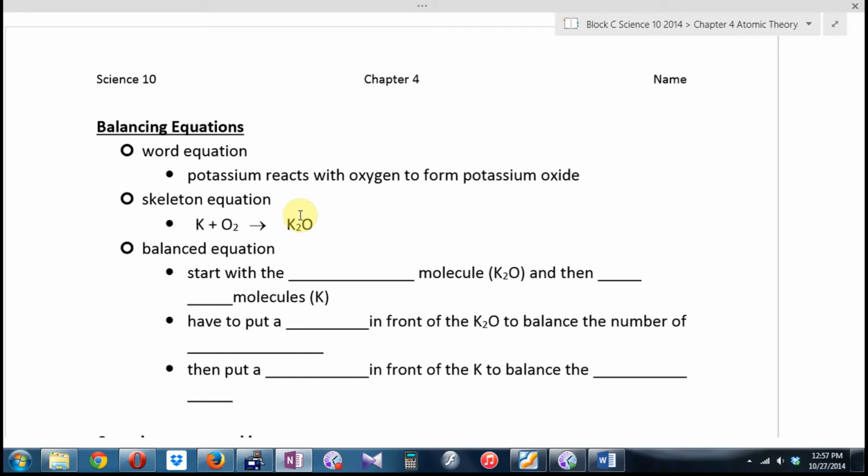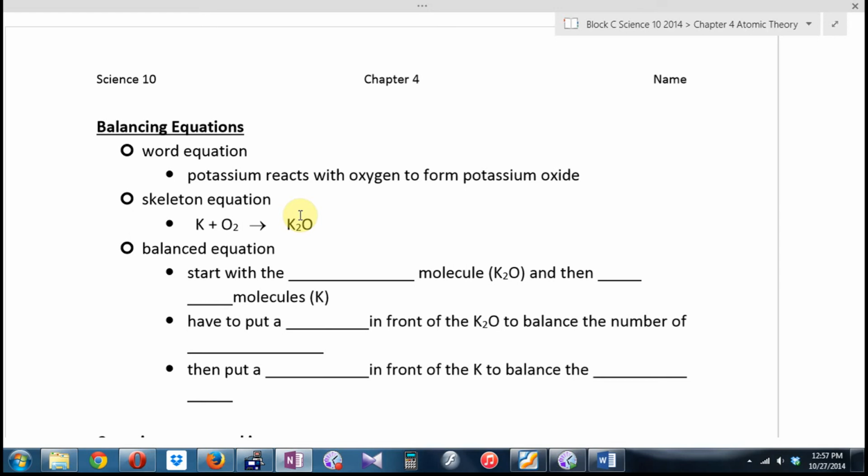Then we have what we call a skeleton equation. It's called a skeleton because it hasn't been fleshed out yet. You haven't actually done the math. The skeleton equation says potassium combines with oxygen: K plus O2 gives K2O. And here's how you can tell this is a skeleton. On the left-hand side, how many Ks do I have? 1. On the right-hand side, how many do I have? 2. This is not balanced.